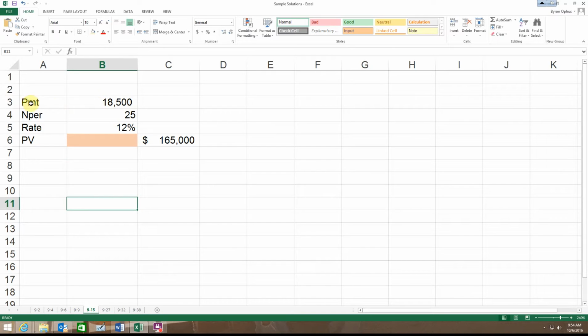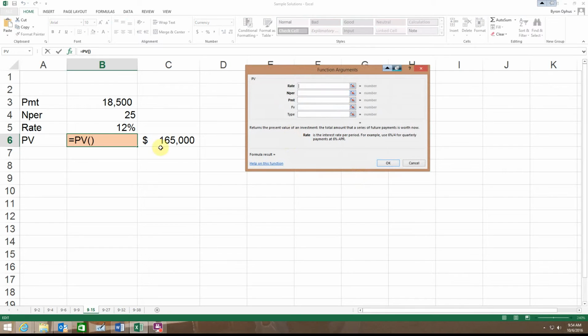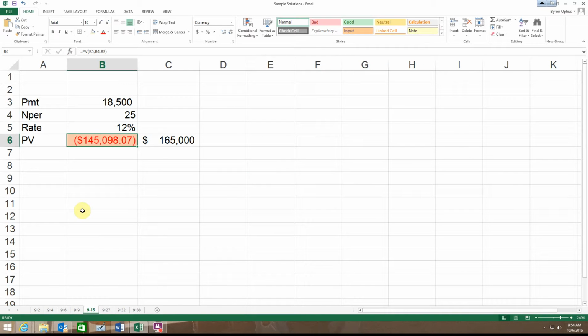So again, let's just set it up. If we structure it right, we know our payments 18.5, our number of periods, our rate 12%. Okay, let's calculate then our present value, rate, and number of periods. Ooh, future. No, I don't want future value. I want payment in this case. Okay, and I come up with $145,098, right? So that's the present value of 25 years of payments.